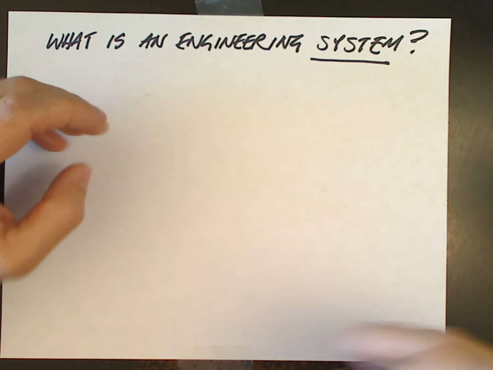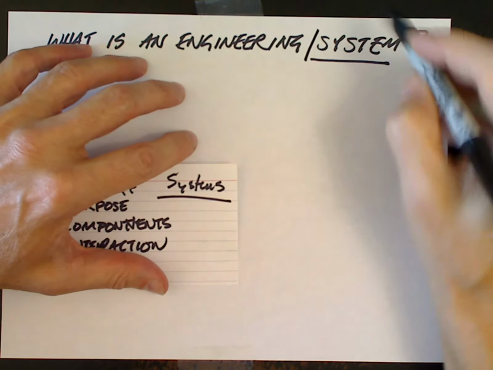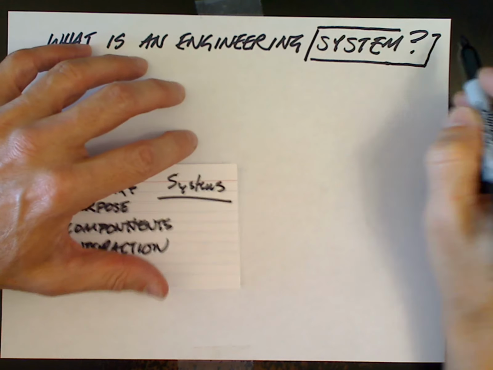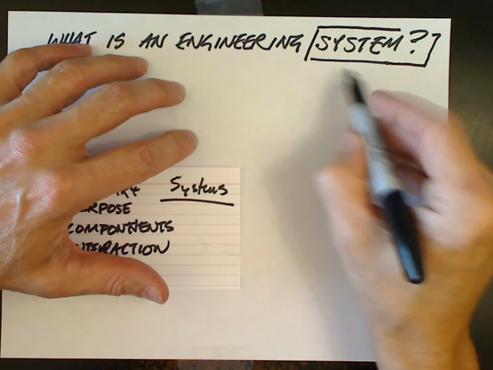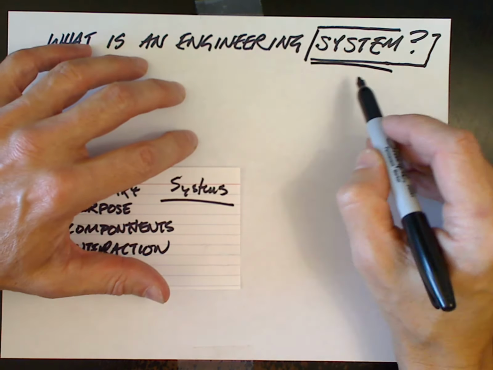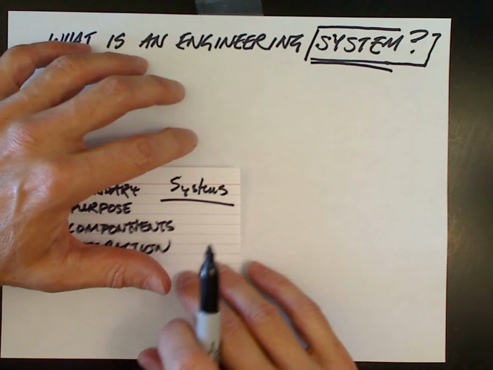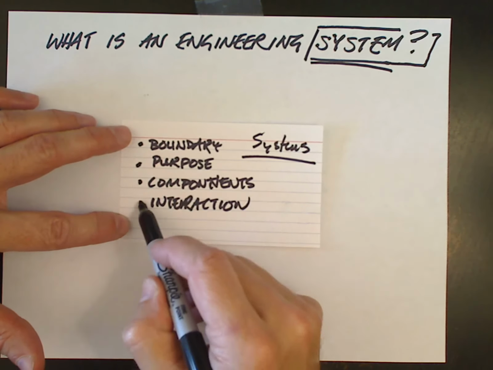When we study engineering systems, it's going to be helpful to know what we think of as a system. So many courses in engineering study problems or they study technologies. So what's different about when we study a system? In this video, I want to take you through the characteristics that make an engineering system a system.